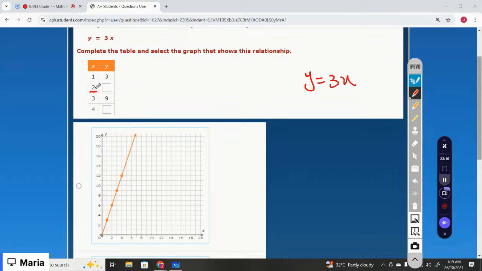So x equals 2, 3 times 2 is 6. So here you have 6. X equals 4, 3 times 4. The correct option is 12. So 12 it is.